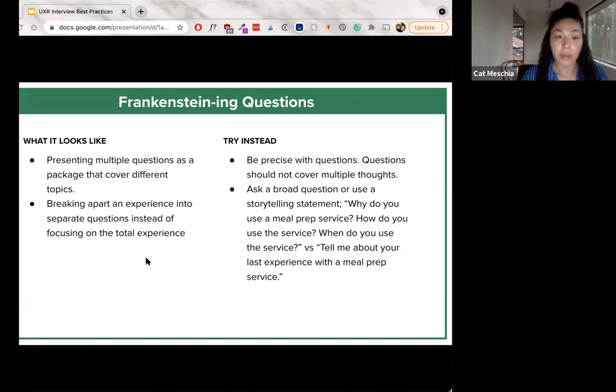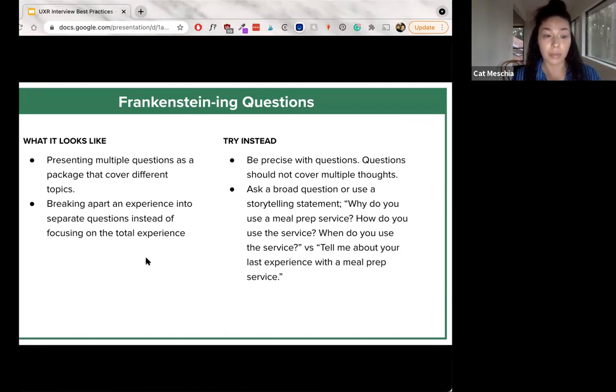So the first one about presenting multiple questions as a package, this is one that I know I need to personally work on in conversations, but it's kind of that word vomit of like, what do you do? When do you do it? Blah, blah, blah, blah. And you're packaging all these questions without giving room for a participant to actually answer. And you usually can identify this if you're covering multiple thoughts. So try to be precise with your questions and be intentional with your breaks in between them.